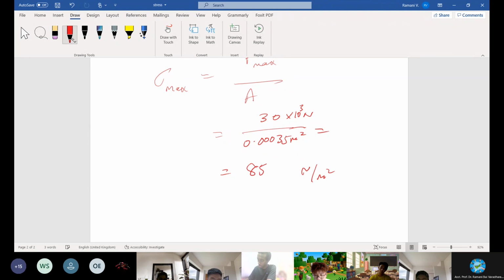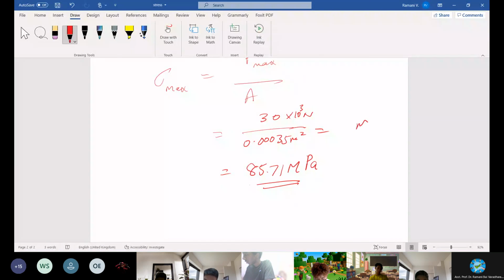85714, 714285. Give me the points. 285, then 0.71 megapascal. I just wrote it down from the answer. Are you getting this answer?